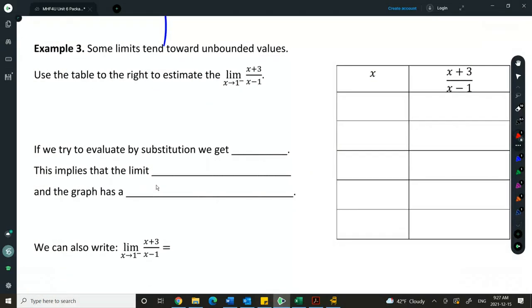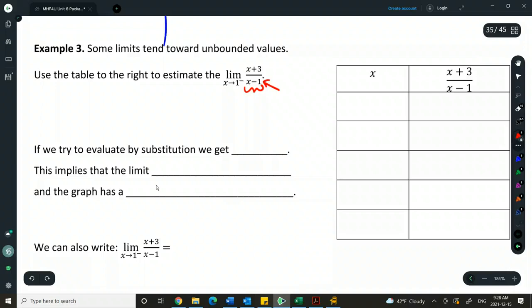Okay, last part. Some limits are actually going to tend toward what we call unbounded values. This can happen if we have, for instance, a vertical asymptote. I have this function, just like the one we just looked at. If I'm going toward the vertical asymptote, my y's will go either up toward infinity forever, or they'll approach negative infinity. So in these cases, I can actually see the vertical asymptote here.